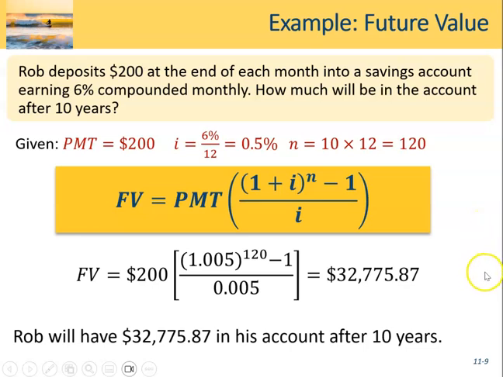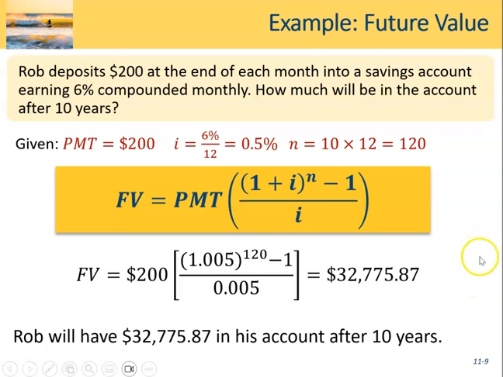And into a savings account earning 6% compounded monthly. Okay, so the payments and the compounding are the same. So we know it's a simple annuity. So how much will be in the account after 10 years?